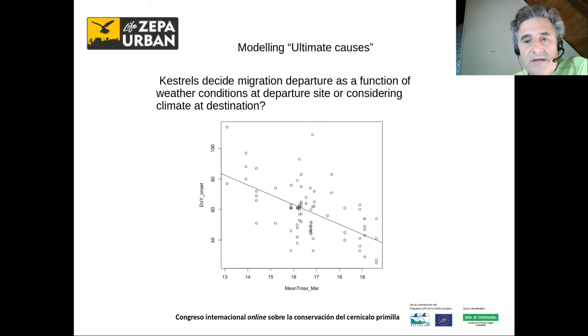Here in the graph, you can see the mean maximum temperature in March and the day of migration onset, or the day of migration departure from the wintering sites. So on the right, you can see that the places that have the higher temperatures in March are the ones in which birds depart earlier, while the ones that have the lower temperatures in March are the ones that will depart later.